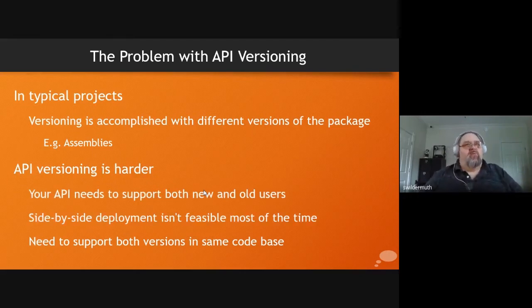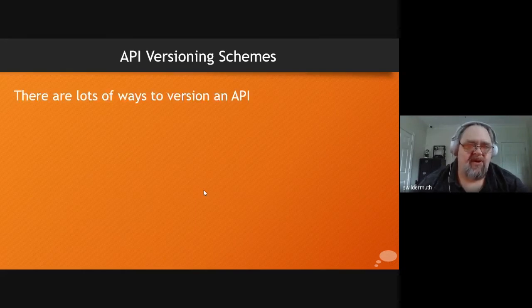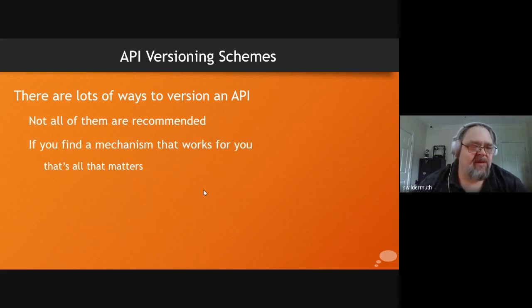So with that in mind, there's some common API schemes that have come up, and I'll talk through a few of them. There's a lot of ways to version an API, and not all of them fit every use case. Not all of them are recommended in every case. If you are using a mechanism you've found that works well, that you've been able to communicate to your customers, that's all that matters.